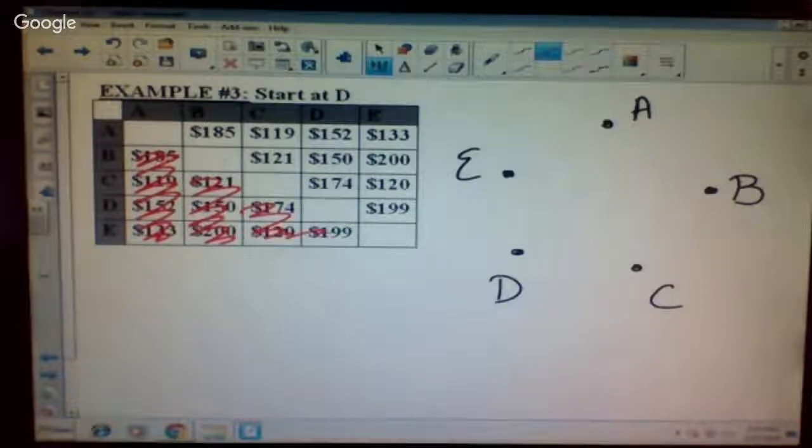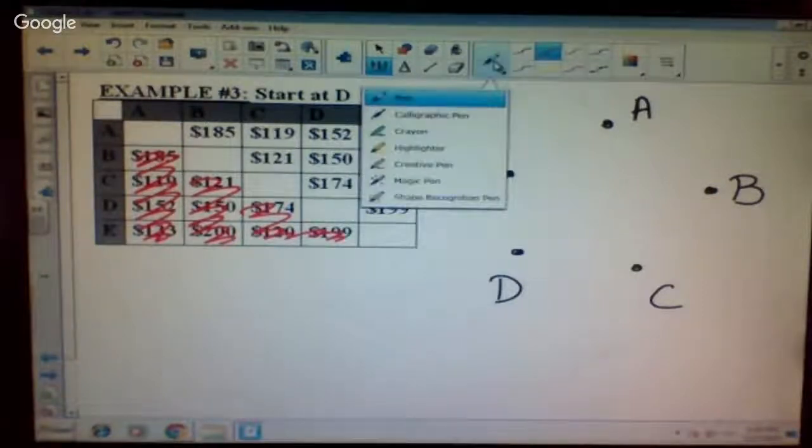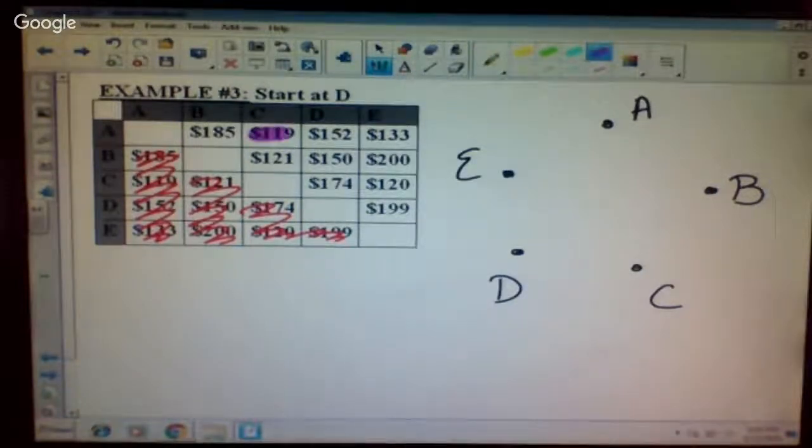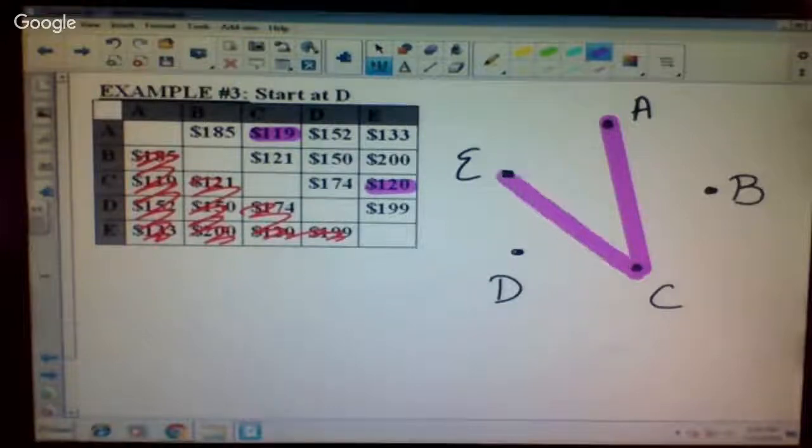And 119. You said 119, C to A. So 119, C to A. 120. You said 120 is next. That's C to E. And 121. Oh, no, that's B to C. No, that won't work. 133. Nope. A to E won't. Okay. So I have to skip 121.